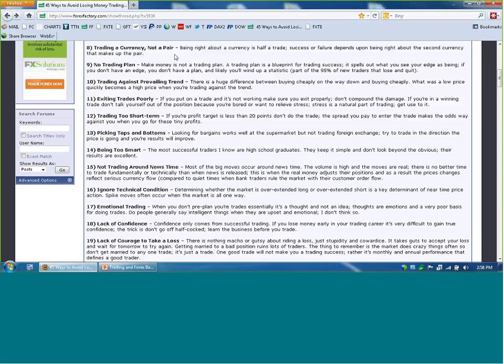But when you don't pay any attention to the second currency in a pair, for example, it's very possible on a given day that the pound-dollar pair can go up and the pound-euro pair can go down. And I mean a lot. Like pound-dollar could go up 100 points, which is a lot, and the pound-euro could go down 100 points. In both cases, you bought the pound. In one case, you made 100 points. In one case, you lost 100 points.